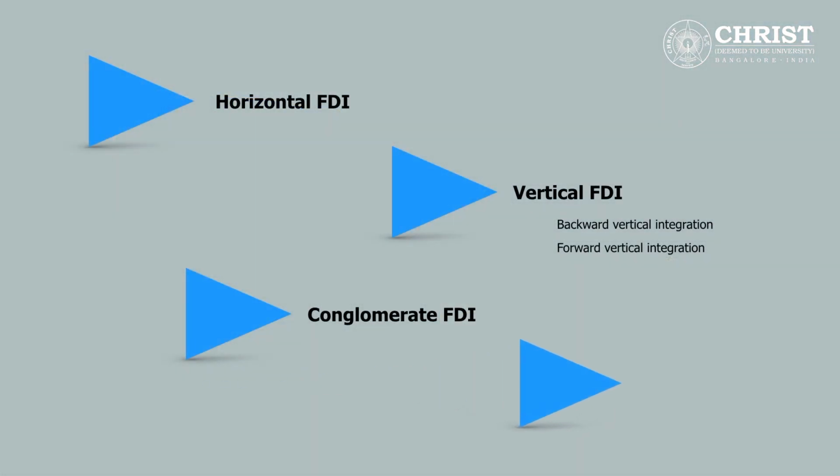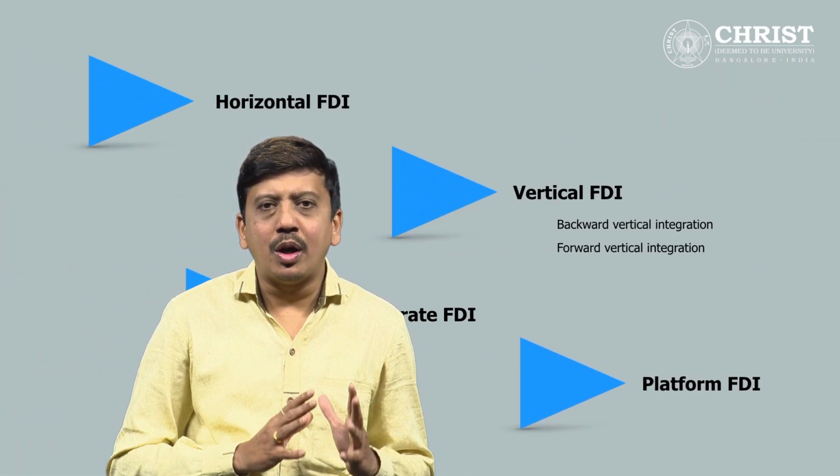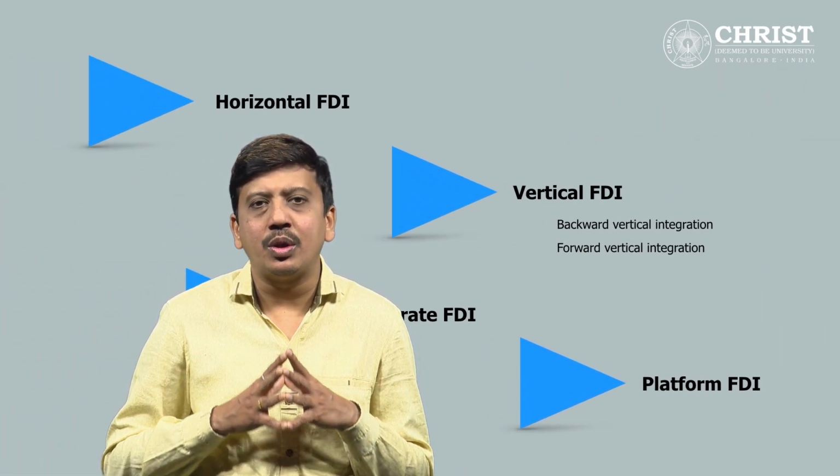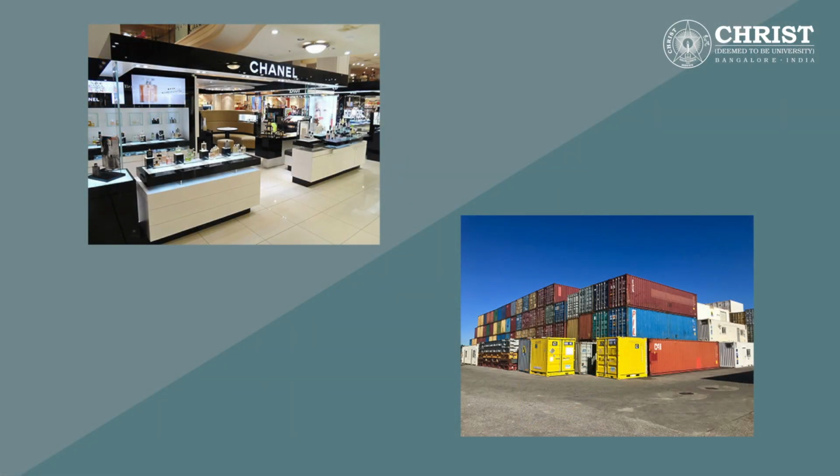The last one is platform FDI. A business expands into a foreign country, but the products manufactured are exported to another third country. For instance, the French perfume brand Chanel sets up a manufacturing plant in the US and exports products to other countries in America, Asia and other parts of Europe.